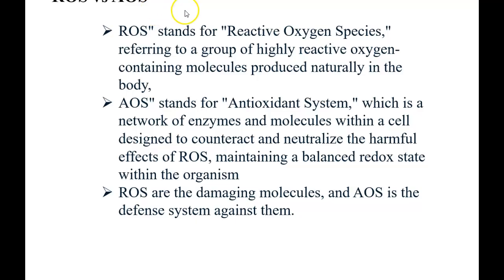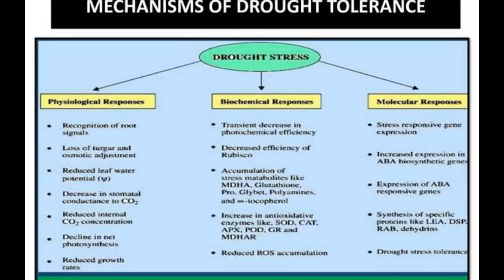So what are ROS or AOS? ROS is basically reactive oxygen species, which are highly reactive oxygen-containing molecules that are produced naturally in the body, while AOS is the antioxidant system, which is a network of enzymes and molecules within a cell that are designed to counteract and neutralize the harmful effects of ROS. So you can say that ROS is a damaging molecule and AOS is a defense system against them.